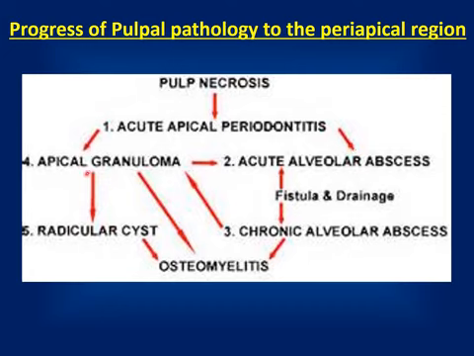The granuloma may form a cyst or osteomyelitis. The abscess, which is a collection of pus. Here, there will be maybe a fistula and drainage, and form chronic alveolar abscess, which in turn might make osteomyelitis in the future.